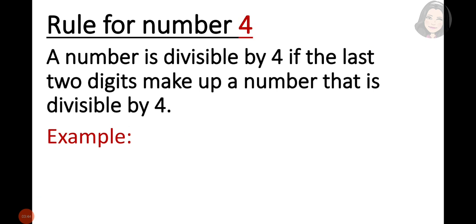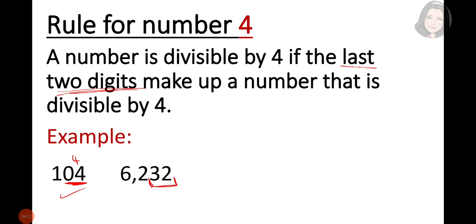Now what's the rule for number 4? A number is divisible by 4 if the last two digits make up a number that is divisible by 4. What does this mean? 104. I am going to look at the last two digits, 0, 4, as if I'm saying I have the number 4. And if you divide 4 by 4, you're going to get a remainder 0. So this number will be divisible by 4.